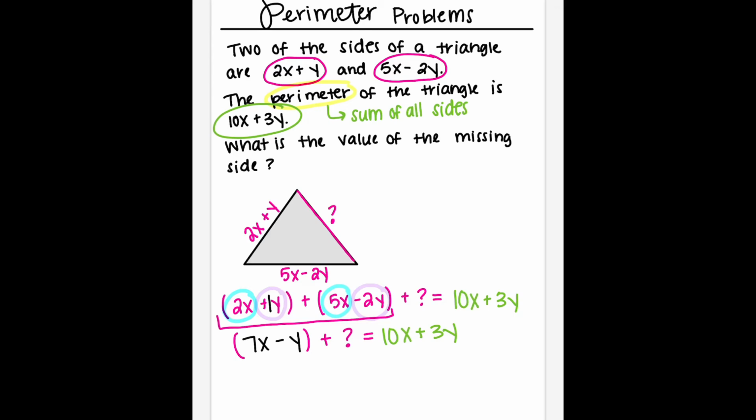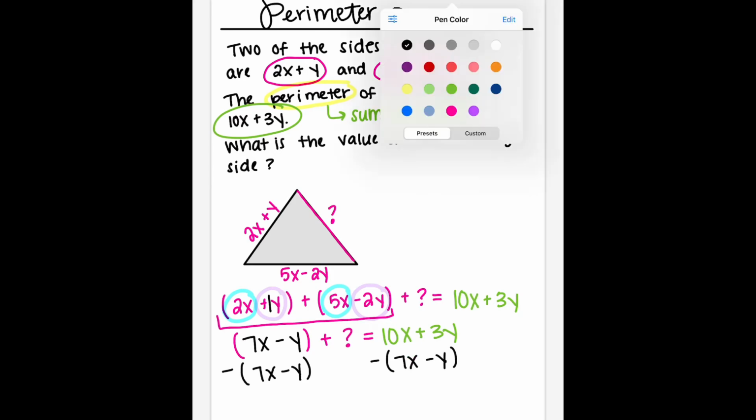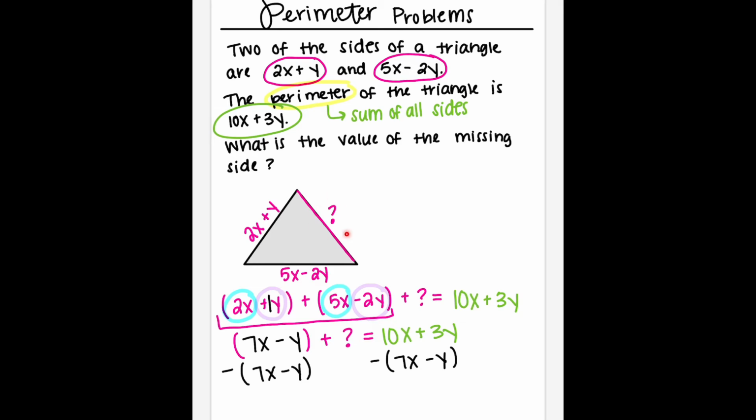Now, if we subtract this polynomial from both sides, or in other words, if we subtract this sum of these two sides, it will give us this missing side. So if we treat this like an equation, 7x minus y minus 7x minus y is 0. So our question mark is simply the perimeter minus the sum of these two sides.